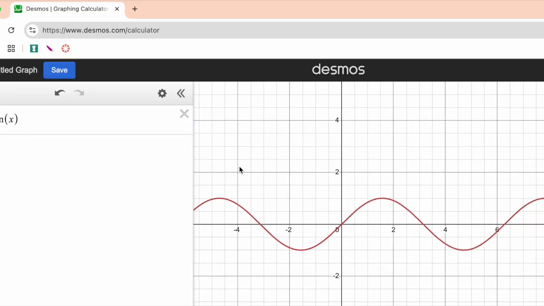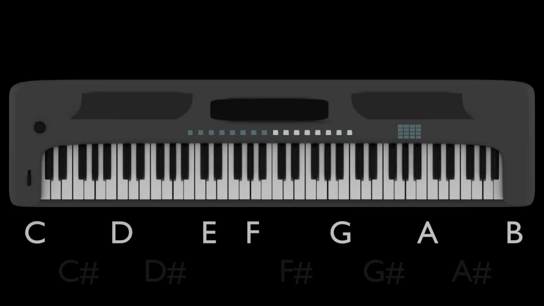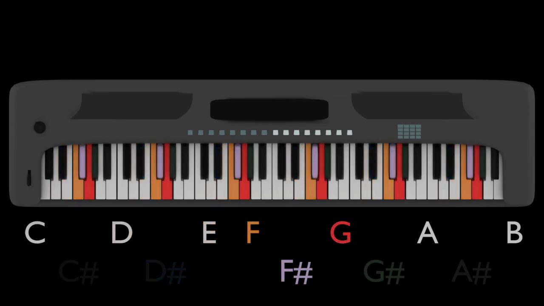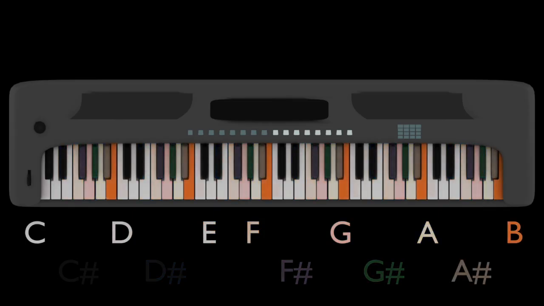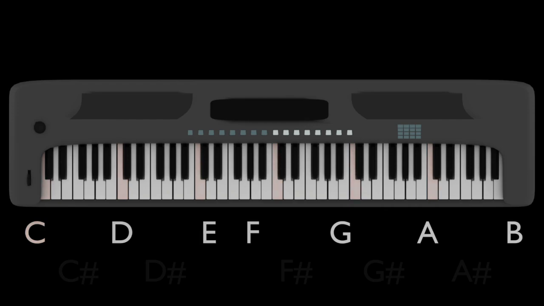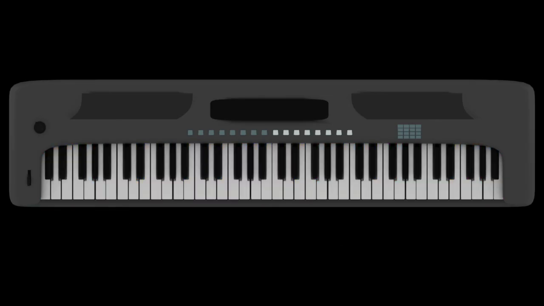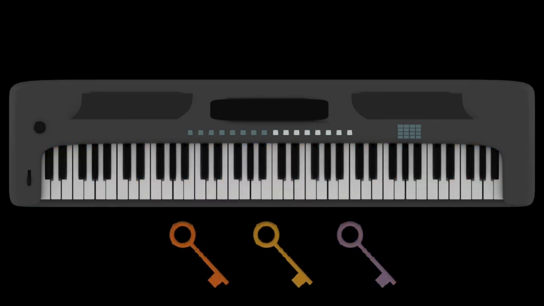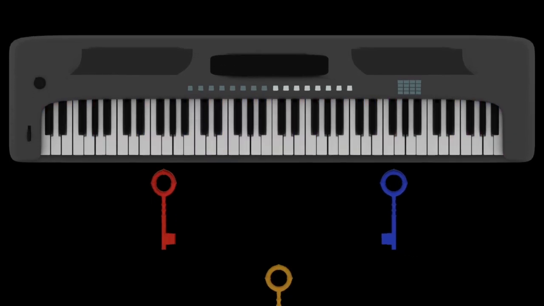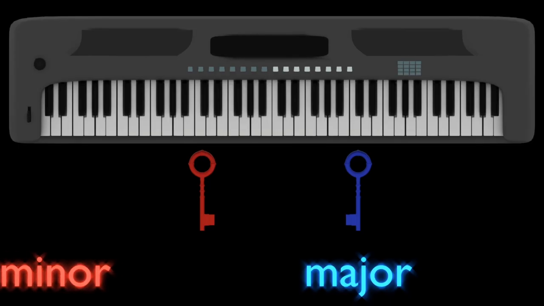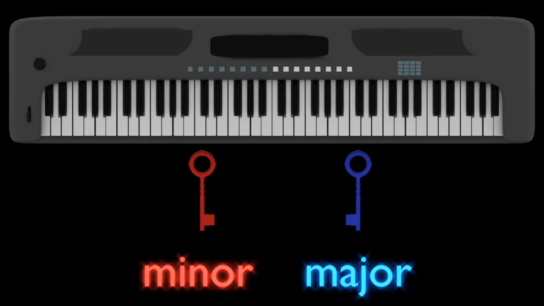Since musicians are quirky, notes correspond to one of the 12 note names: C, C sharp, D, D sharp, E, F, F sharp, G, G sharp, A, A sharp, B, and C. Most music uses about 7 of the 12 notes in the octave, called a key. There are many kinds of keys, but we'll focus on the two most common: major, happy, and minor, sad. For example, this is D major, and this is D minor.